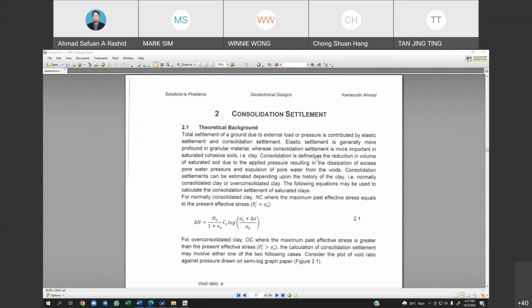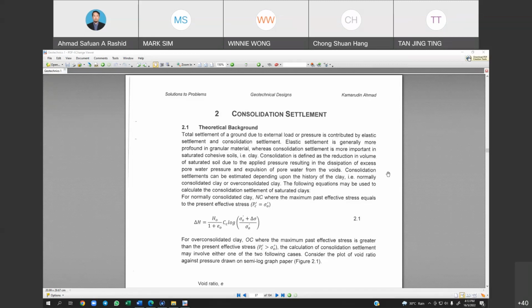Consolidation is defined as the reduction in volume of saturated soil due to the applied pressure, resulting in the dissipation of excess pore water pressure and expulsion of pore water from the voids. So the keyword is reduction in volume of saturated soil. It only happens in saturated soil, which represents the clay material, due to the applied pressure. And the process is due to dissipation of excess pore water pressure and expulsion of pore water from the voids.